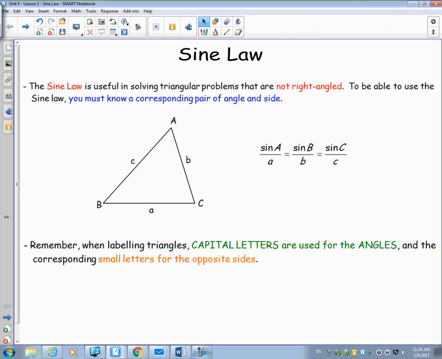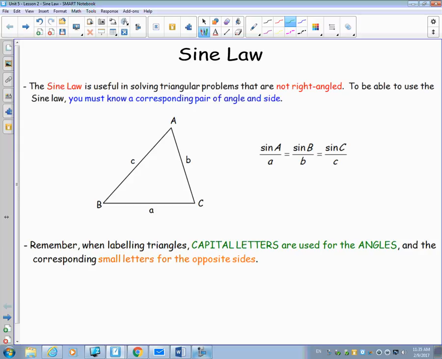In this lesson, we're going to re-examine the sine law, go over some things we learned about in grade 10, but also add some new interesting situations to the sine law. So we like the sine law for situations involving non-right angle triangles when we can't use SOHCAHTOA. But in order to do the sine law, we need to know a corresponding pair of angle and side, in particular the angle and the side across from it.